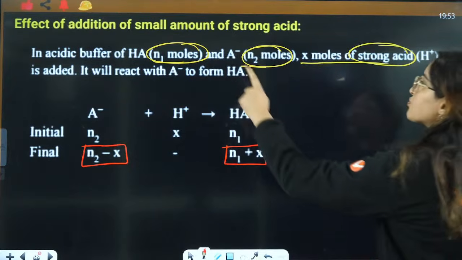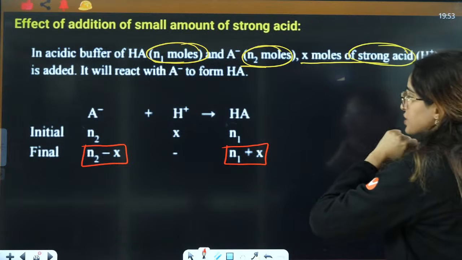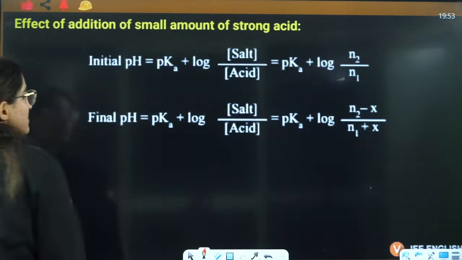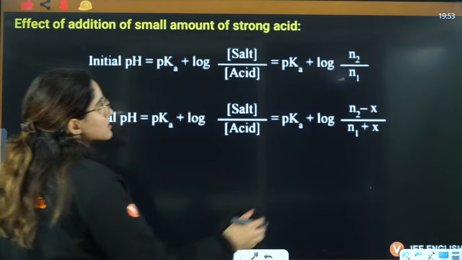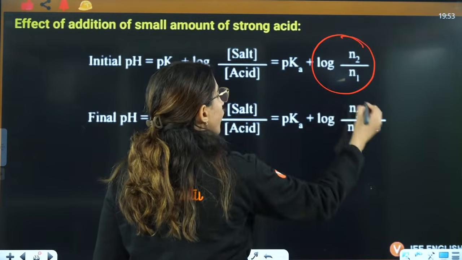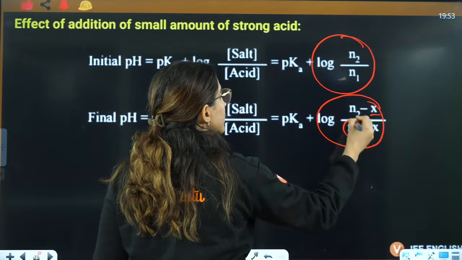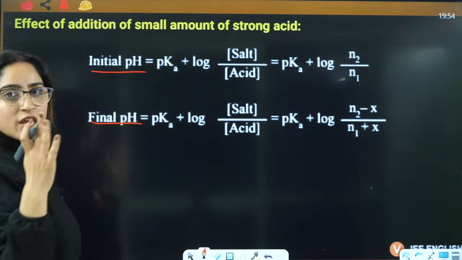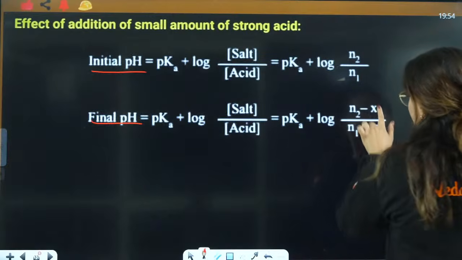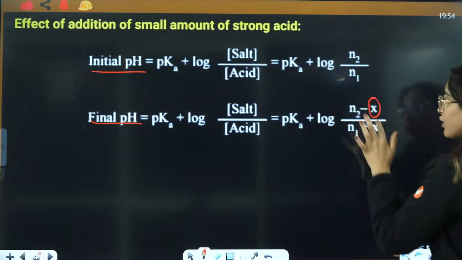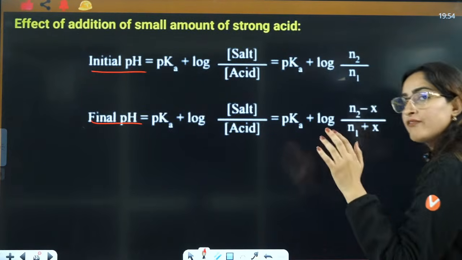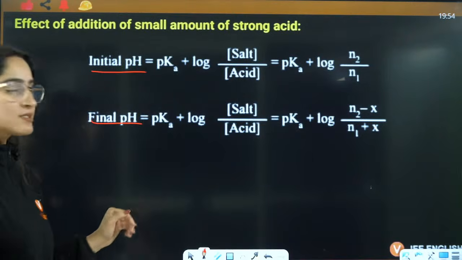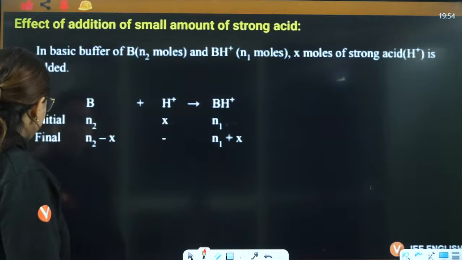Now they are saying that a small amount of H positive you have added. That means this x has a very small value, so that is the reason it will not have that much effect here. So you can say log of n2 by n1 or log of n2 minus x by n1 plus x has the same value here. That's why pH does not change, because the change is only in the value of this x, and it is very small since you are adding only a small amount of H positive here. That is why there is no change in the overall pH, right?